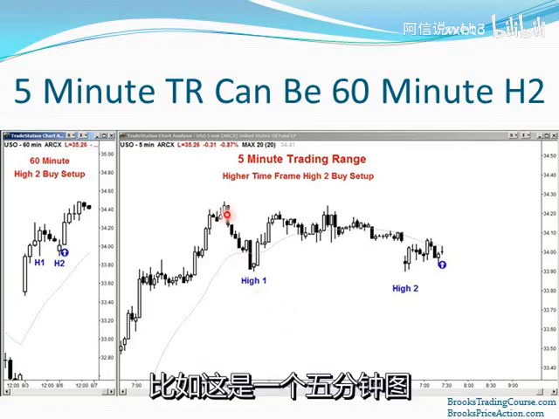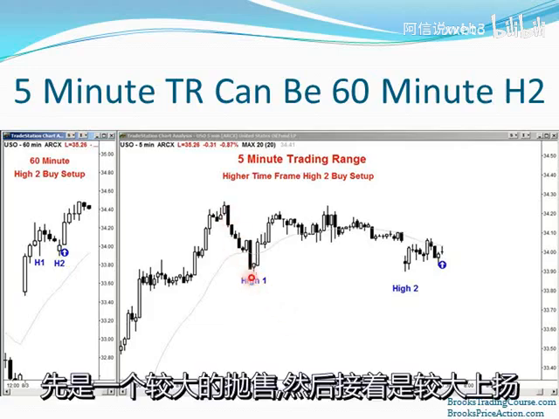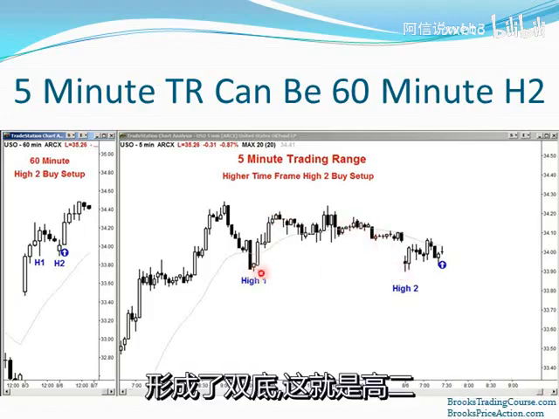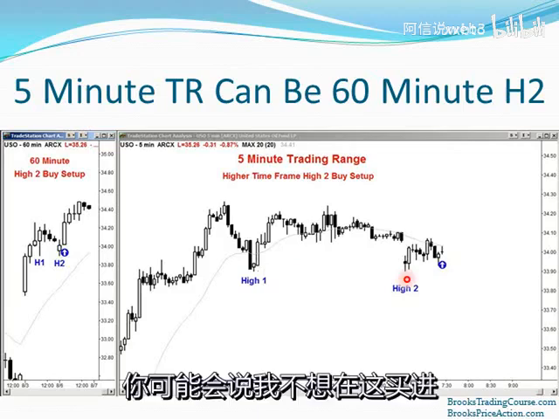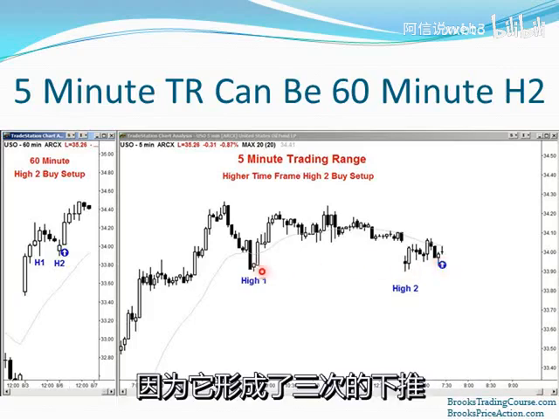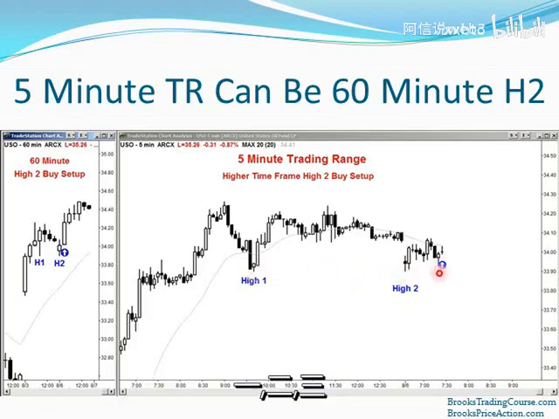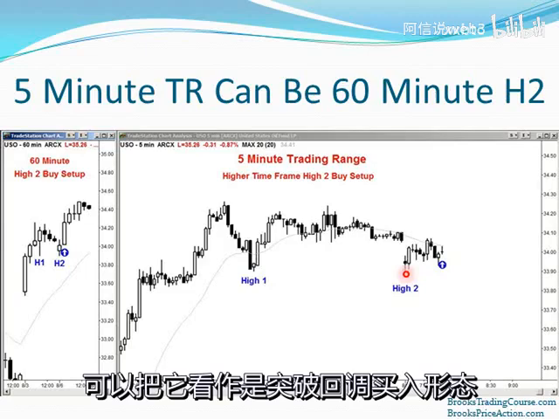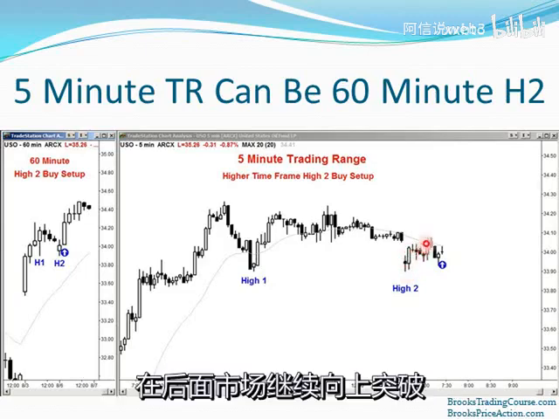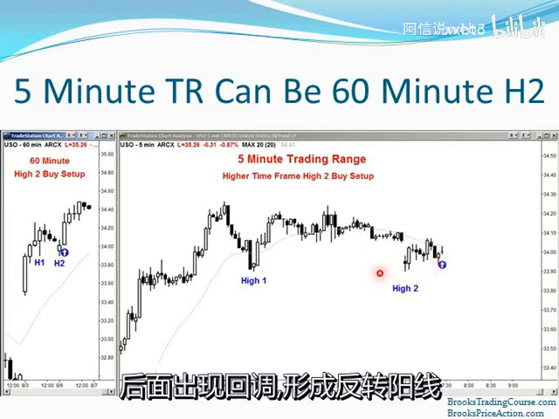For example, here's the 5-minute chart, a big sell-off, and then a rally, and then another big sell-off. Okay, double bottom is always a high 2, and you could say, "Oh, Al, I don't want to buy this." Well, you can also view it as a triangle, 3 pushes down, 1, 2, 3. You can view it as a breakout pullback buy. We have the high 2 buy here, and then the market continued breaking out to the upside, pulled back, and had a bull reversal bar.